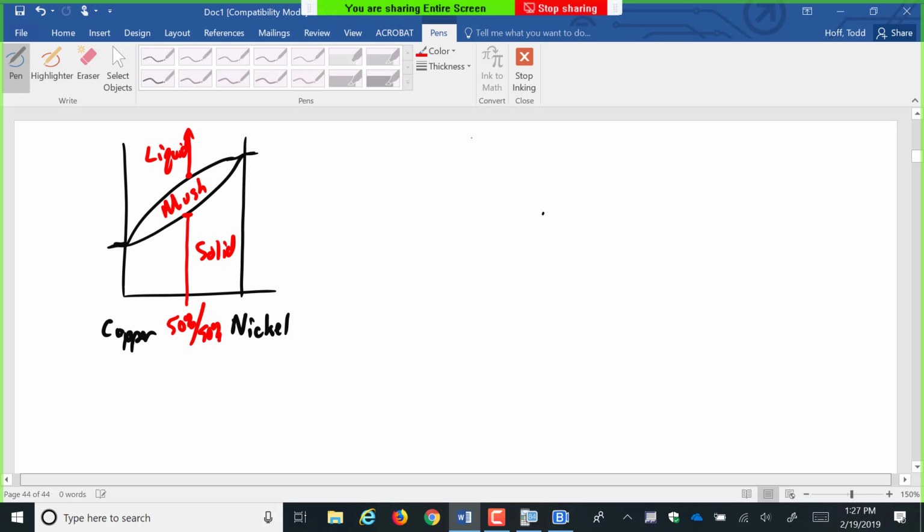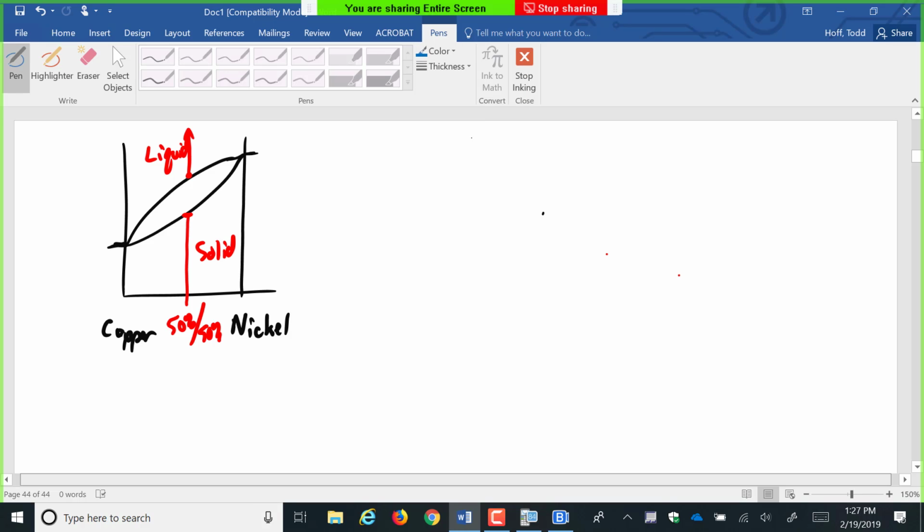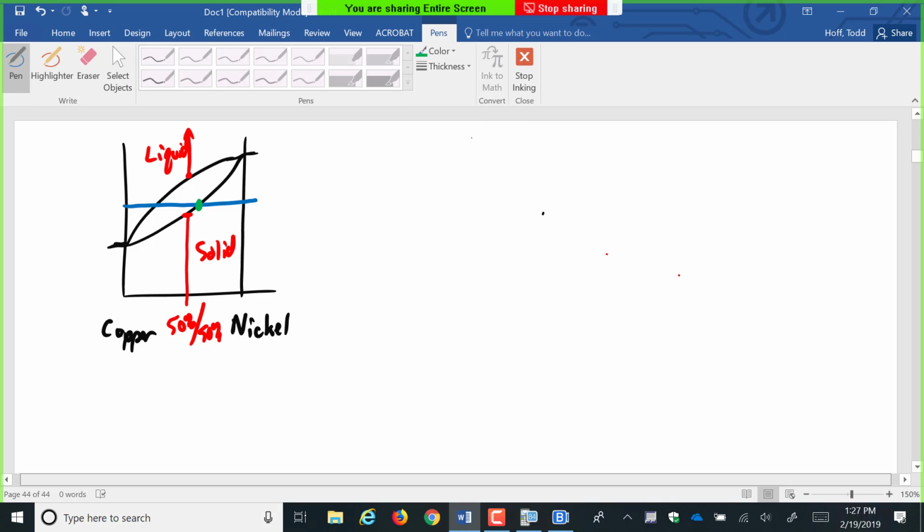And what mush really is, it's a mixture of solid and liquid, but it's not all the same composition. For example, if our temperature is right here, what that would be is we would have solid that's this mixture, liquid that's that mixture. So the liquid is going to have more copper in it, and the solid's going to have more nickel in it. To figure out how much of which, we have to use a system of equations.